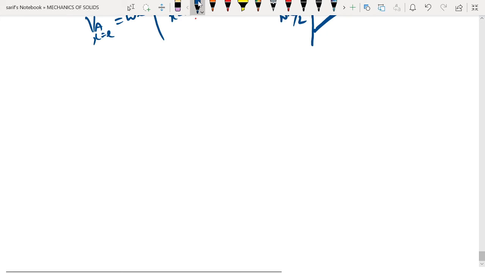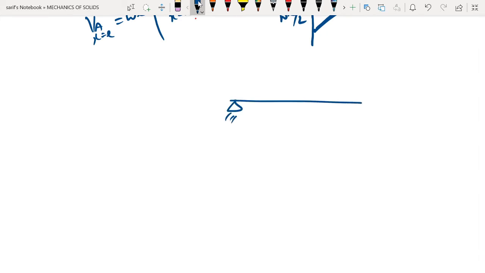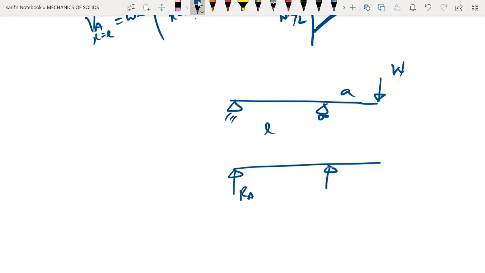So let us consider the last case, which is a beam with overhang. Let us say we have a load W here. Let A be the overhang and let this length be L. The first step is to find out the different support reactions. So how do we find the support reactions? Let us find them one by one. If we draw the reactions, this will be RA, and this will be RB, and this would be W, this would be A, this would be L.